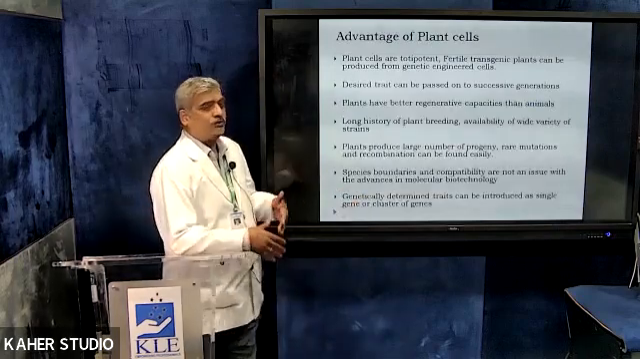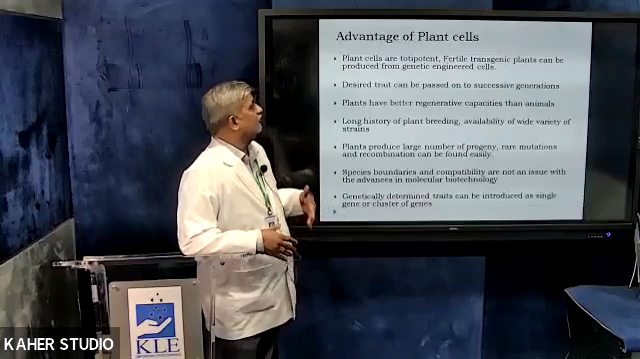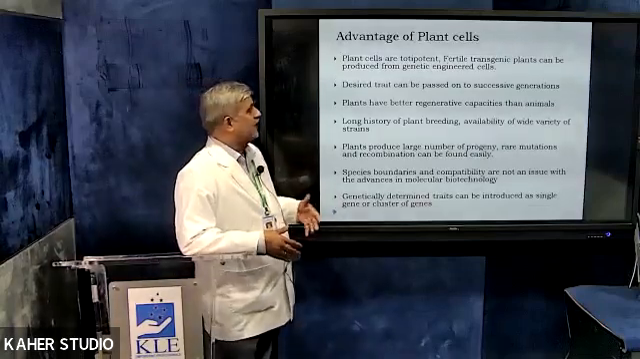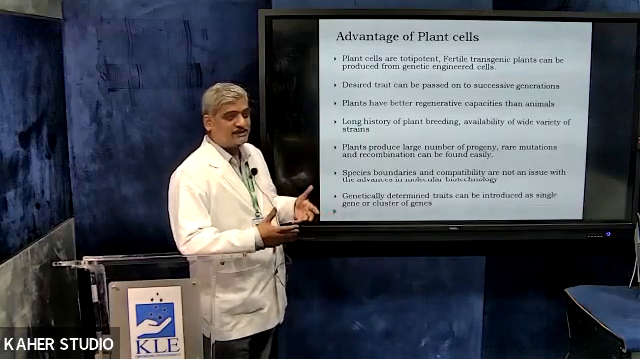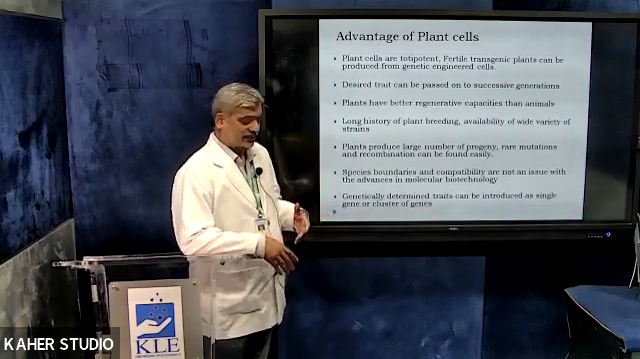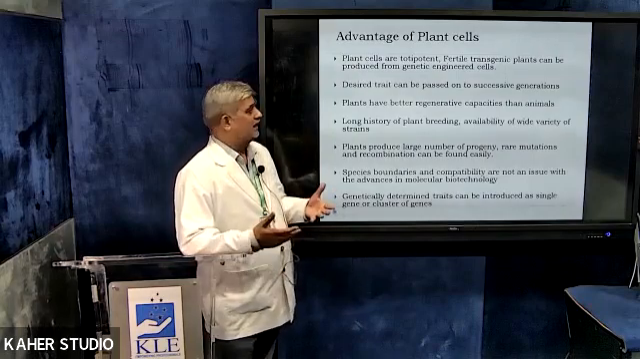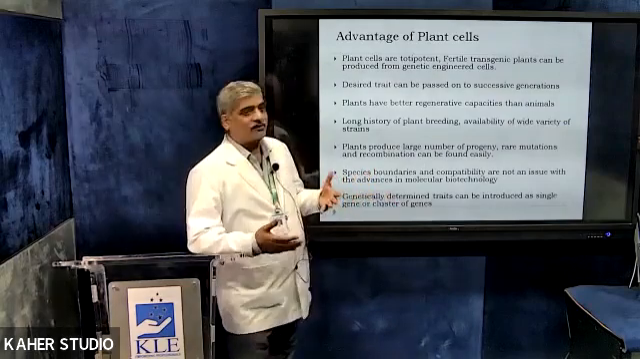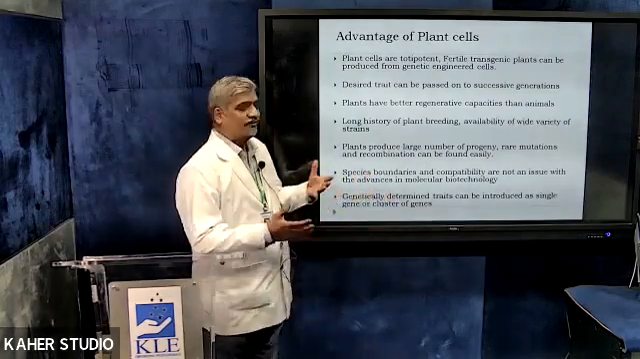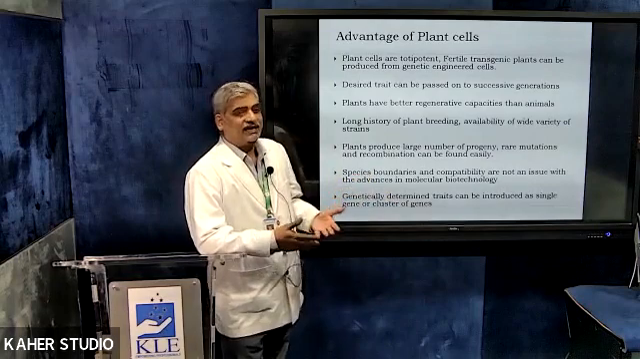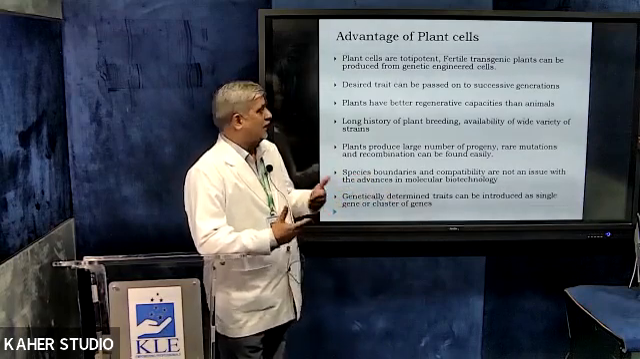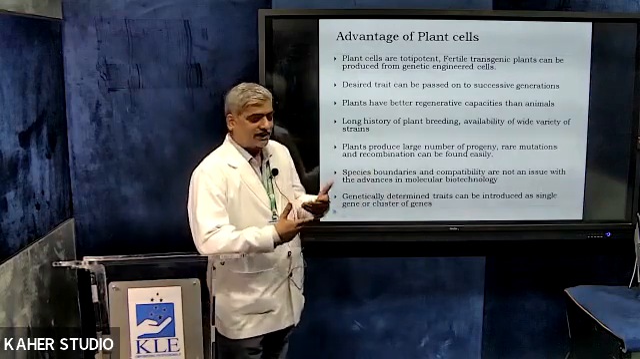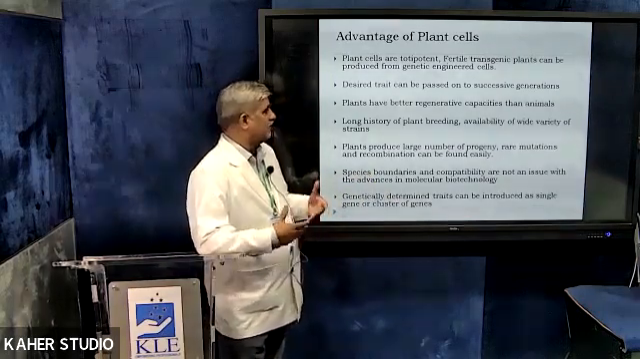To re-emphasize what we have studied, we all have an understanding of the advantages of plant cells. Plant cells are totipotent cells, which means that each cell can grow into an adult plant, and fertile transgenic plants can be produced from the genetically engineered cells. Therefore, whatever traits we develop in these plants can be permanently incorporated, and they can be transformed into genetically engineered plants.